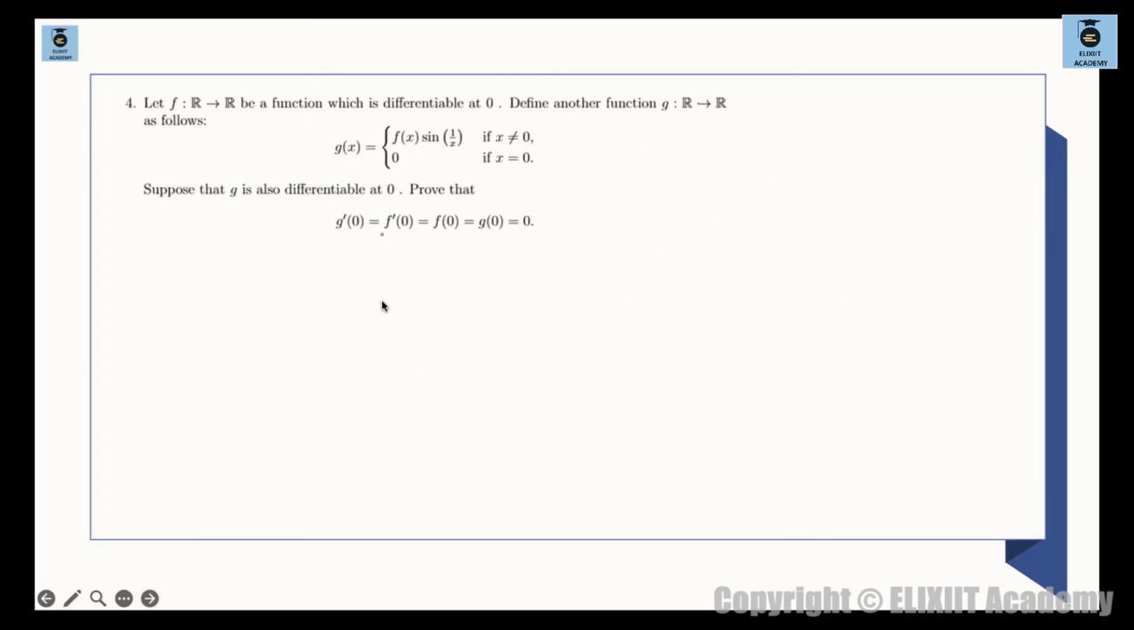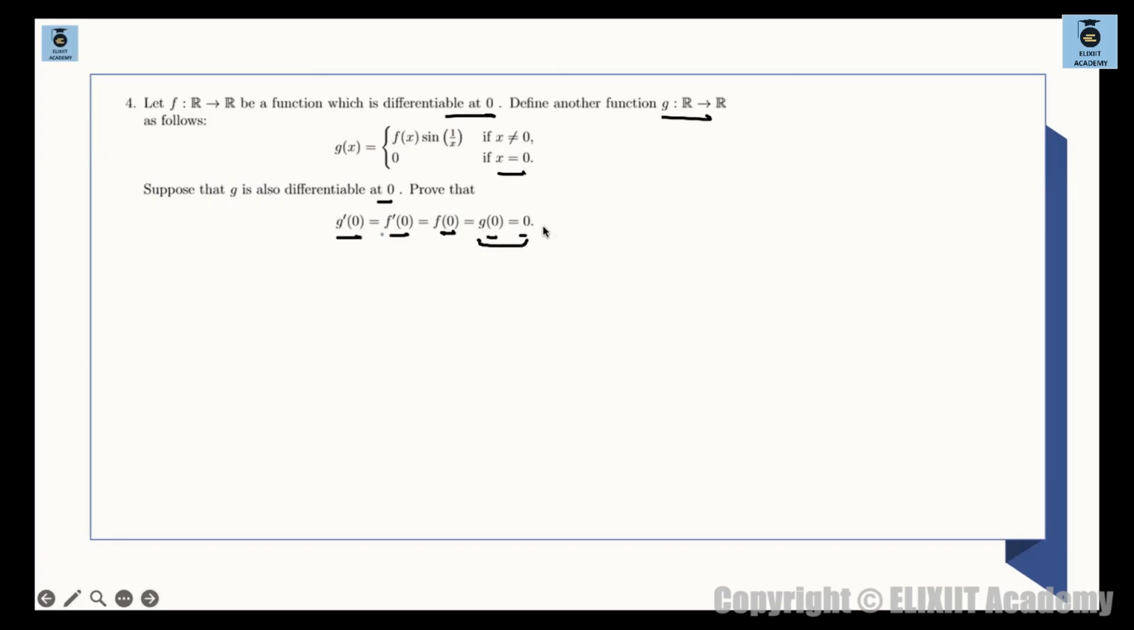Okay, next we have this UGB question, which says: let f from R to R be a function which is differentiable at 0. We define another function g, also going from R to R, such that g of x is f of x into sine 1 by x when x is not equal to 0, and 0 when x is equal to 0. Now g is also differentiable at 0. We have to prove that g dash of 0 is the same as f dash of 0, which is the same as f of 0, which is the same as g of 0, and all these values are equal to 0.